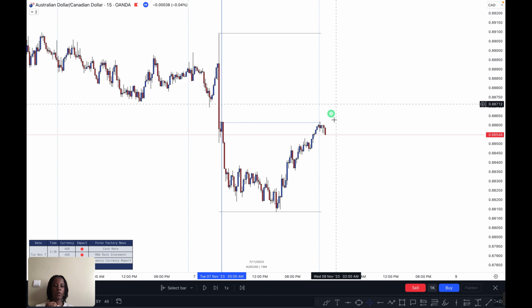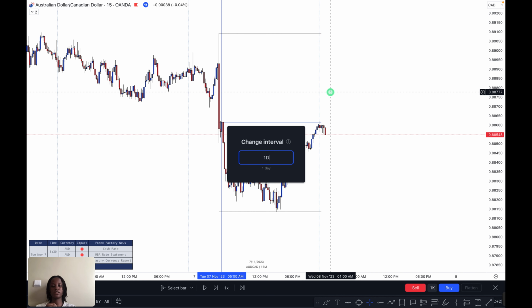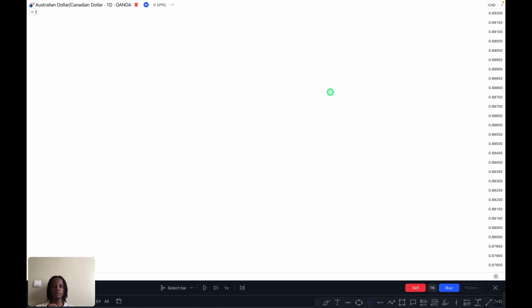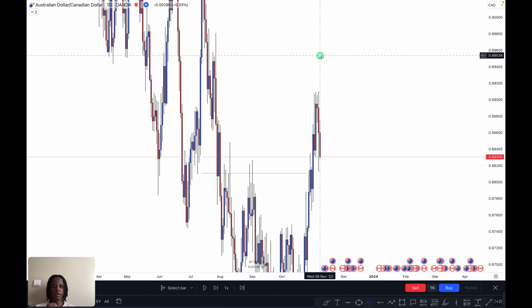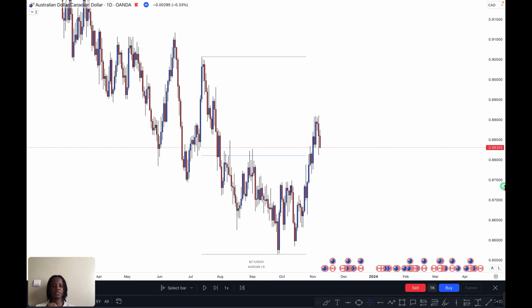But we are in another day. So as long as it's in another day, what do you do? You do two things. You go into D1, you check if the previous day closed bearish for you to look for buys on Wednesday. So let's go into D1. You can see here Tuesday, 7th November, closed bearish. So that makes it valid.